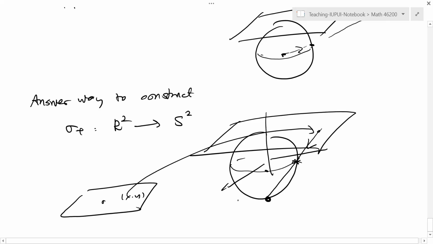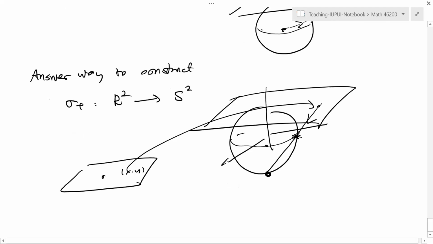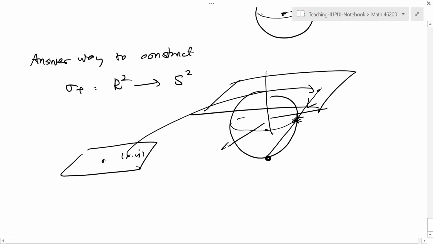Then you get the intersection point. But that intersection point can be anywhere on the sphere except for the source point. So this is the point, that's the image. Let's figure out what that is. We can find the formula. So this is going to be (x, y, 1). Actually, this is my map sigma. Let's find the formula for this.